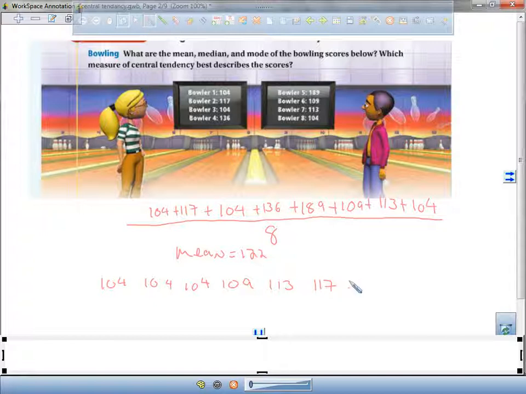Do I have 8 numbers yet? No. I have a 136. And then I have a 189. Okay? And is that 8 numbers? 1, 2, 3, 4, 5, 6, 7, 8. Now notice, in this case, my median occurs at 2 different numbers. So I add those 2 up. 109 plus 113 gives me 222. And then I divide that by 2, and I get 111. And that's the median.